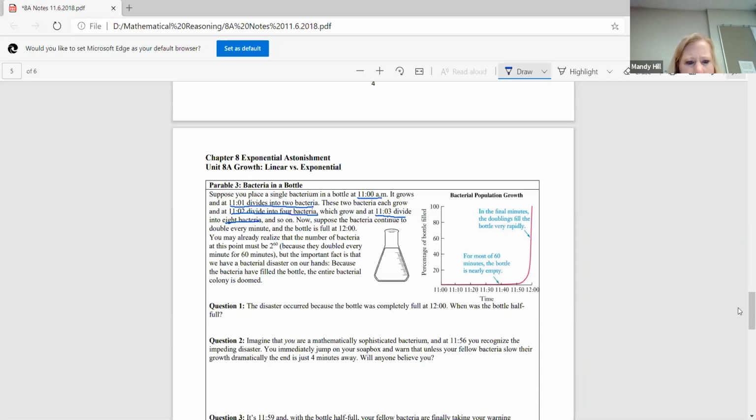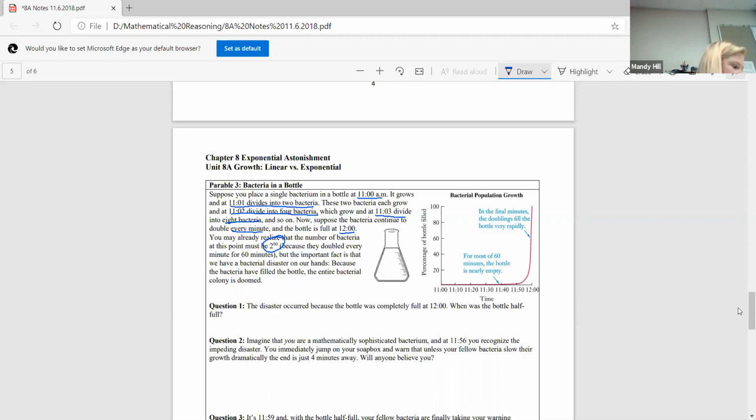Now suppose the bacteria continue to double every minute and the bottle is full at 12. So 60 minutes has gone by from 11 to 12, the bottle is completely full. You may already realize that the number of bacteria at this point must be 2 to the 60th power because 60 minutes have gone by and you're doubling it every time. So that's where the 2 comes from. But the important fact is that we have a bacterial disaster on our hands because the bacteria have filled the bottle. The entire bacterial colony is doomed. So question number 1 says, the disaster occurred because the bottle was completely full at 12.